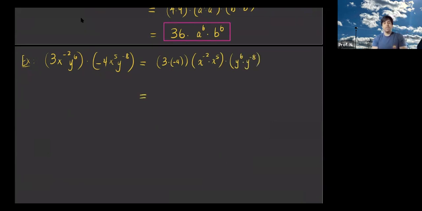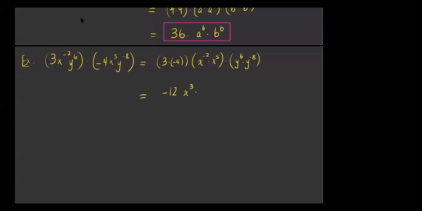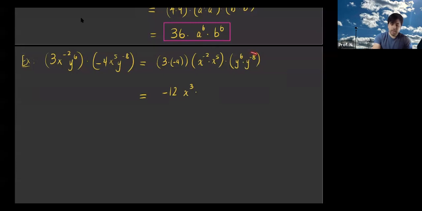Now what's 3 times negative 4? Obviously negative 12. What's x to the negative 2 times x to the 5th power? Well, remember what you do with the exponents? You add them. So negative 2 plus 5 is positive 3. And then y to the 6 times y to the negative 8. The exponents here also are added. 6 minus 8 is y to the negative 2.